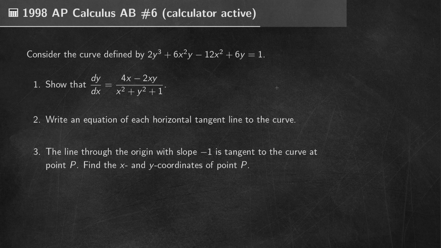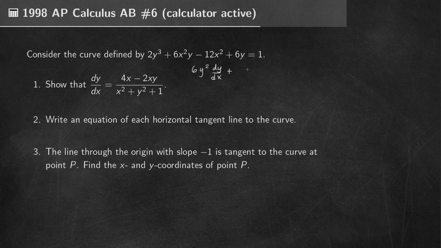Our next example, consider the curve defined by 2y cubed plus 6x squared y minus 12x squared plus 6y equals 1. Show that dy/dx equals (4x minus 2xy) over (x squared plus y squared plus 1). So we're going to take the derivative of our equation with respect to x. The derivative of 2y cubed is 6y squared dy/dx.